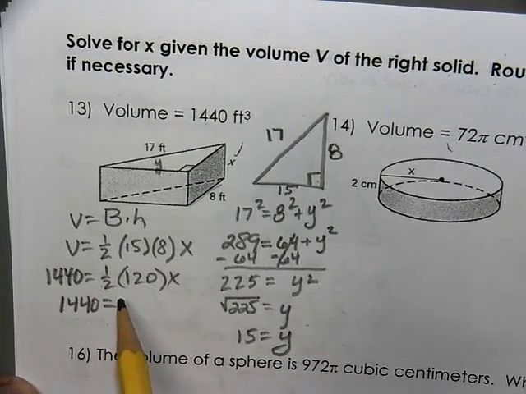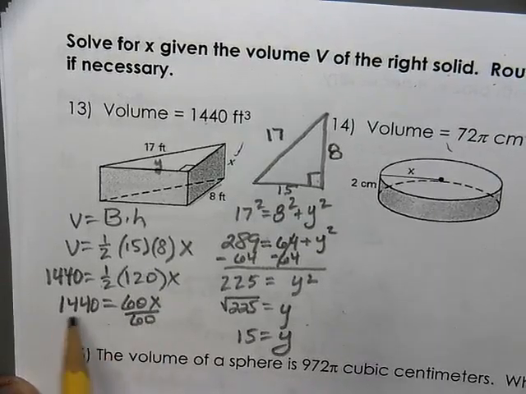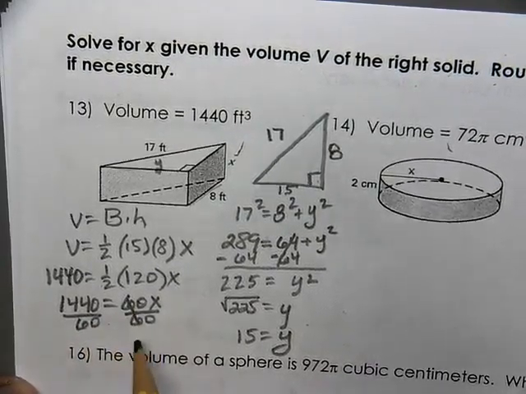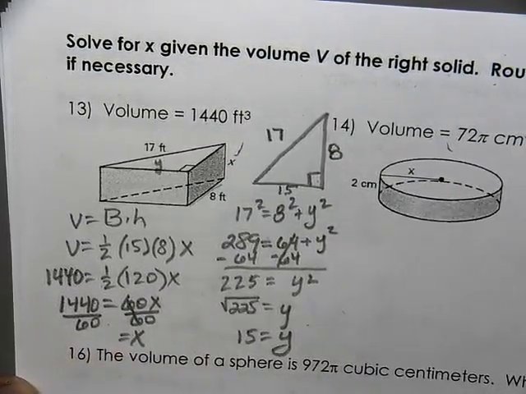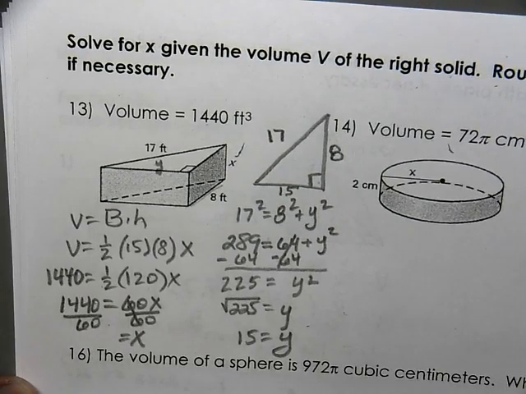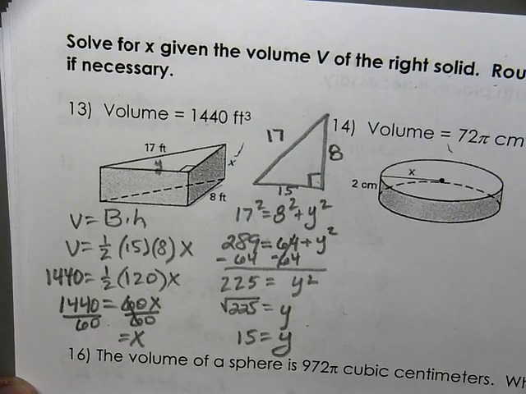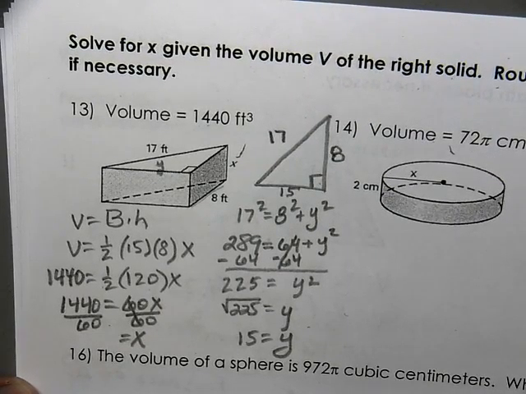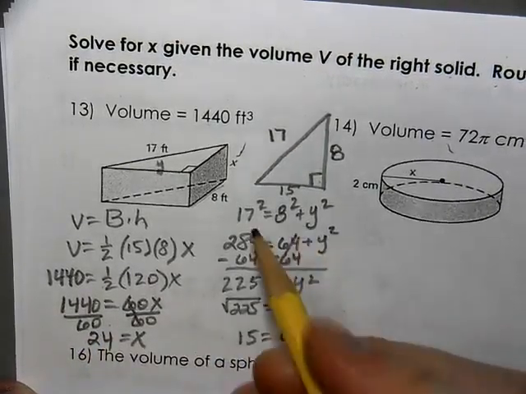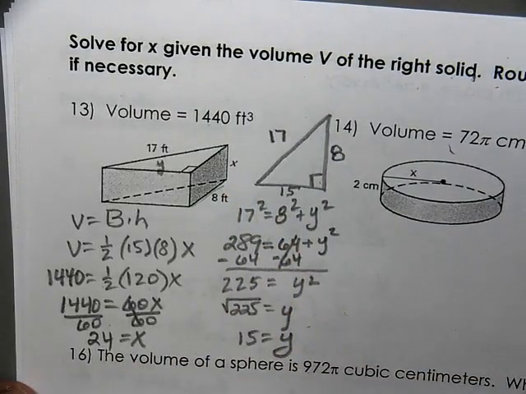Half of 120 is 60. Divided by the 60 to figure out the x, we have 1,440 divided by 60 leaves us with 24. So the height, it's not quite drawn to scale, but the height is 24.